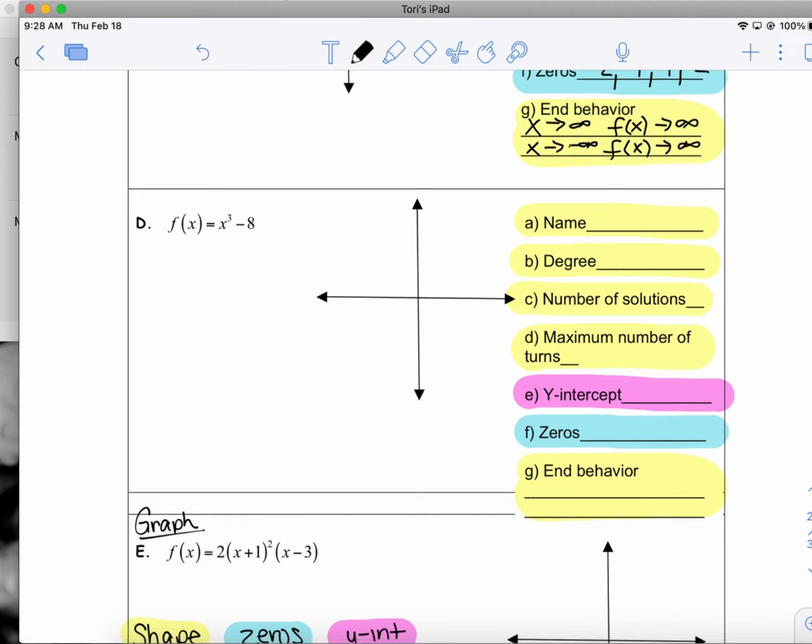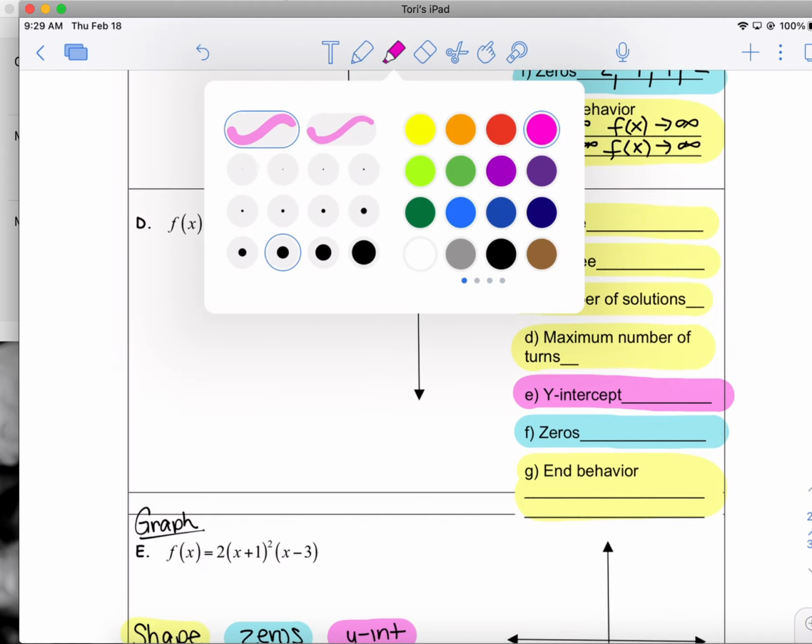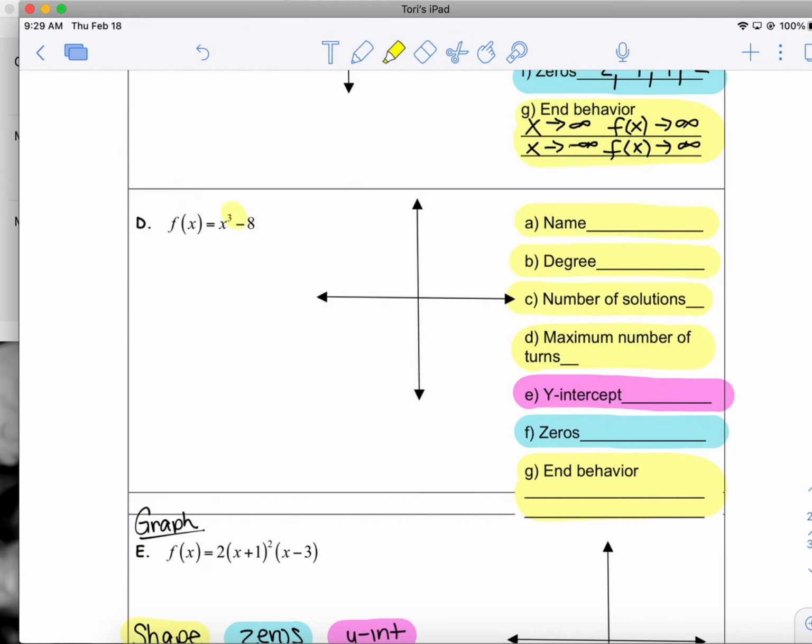All right, again, we're in standard form for D, so I want to check out my highest exponent. I got a 3 here. That means we're cubic again. Degree of 3. Number of solutions is 3. Could be real, could be imaginary. We don't know yet. Maximum number of turns is 2. It's 1 less than that.